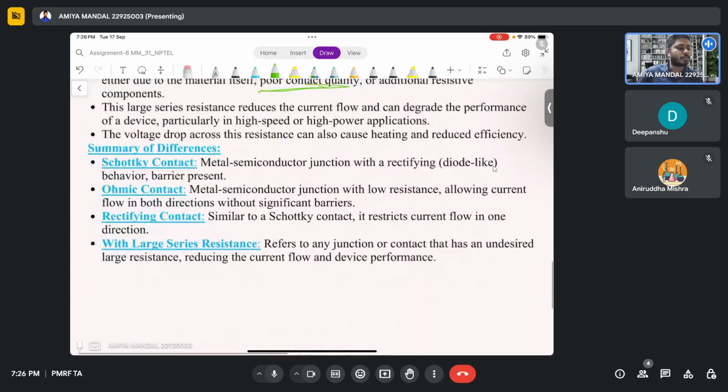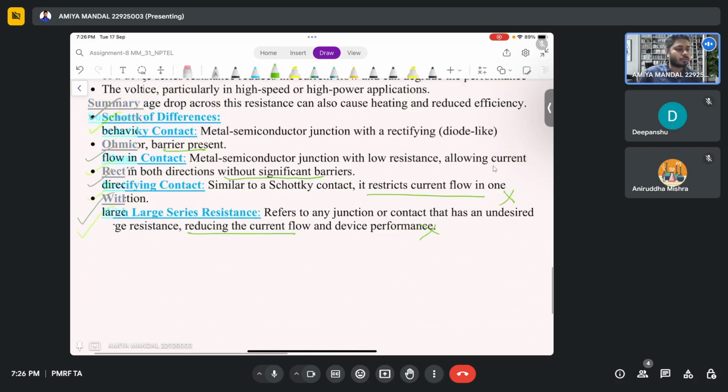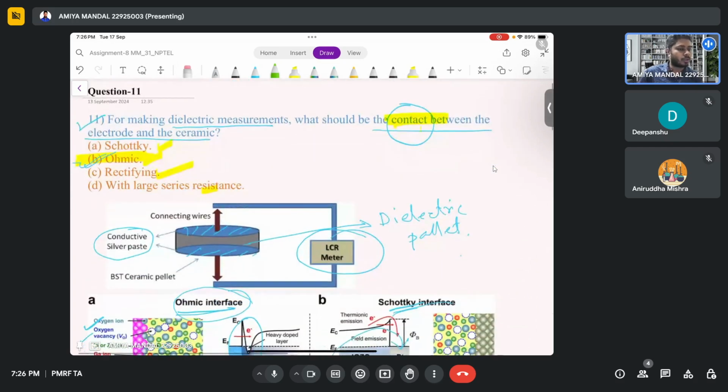So as a summary, you can see that Schottky has a barrier present, without barrier. A rectifying contact restricts current flow in one direction, and large series resistance reduces current flow. So these two we do not use for a contact in a dielectric material. For contact in a dielectric material, we only use the ohmic contact. We do not use Schottky and rectifying large series resistances.